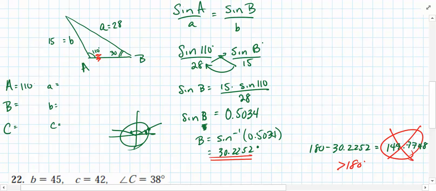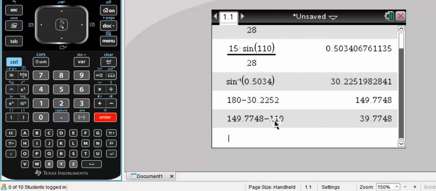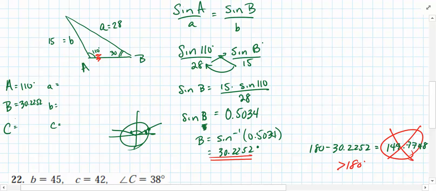Angle A was 110 degrees. Angle B must be 30.2252, and angle C would be the difference between these two and 180 degrees. So 180 minus 30.2252 minus the 110 that we know that A is, this tells me that angle C must be 39.7748. Now we were also told that a is equal to 28 units, b is equal to 15 units. Now all that's left is finding length c.